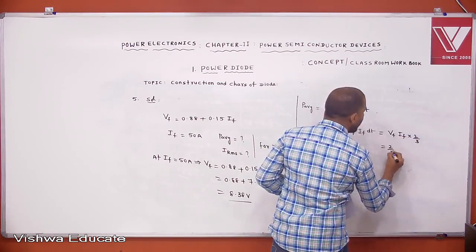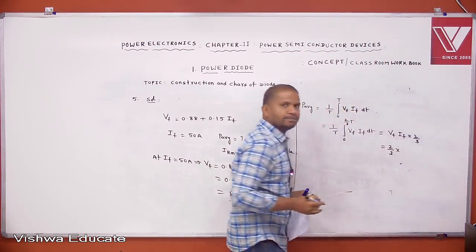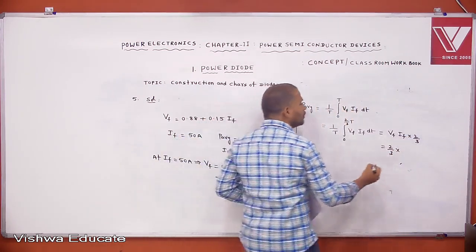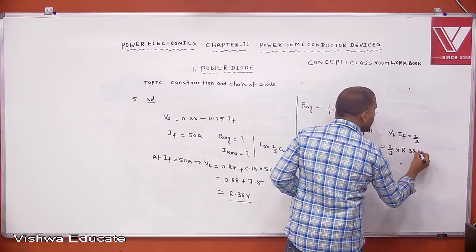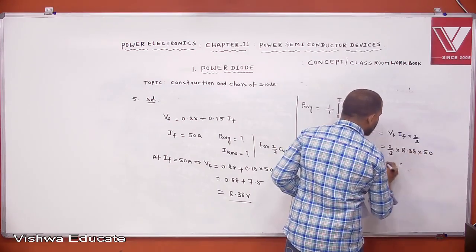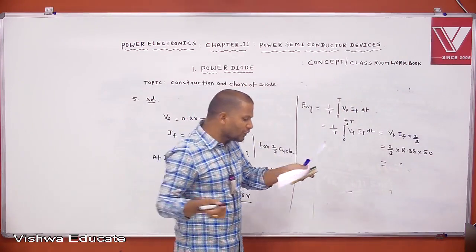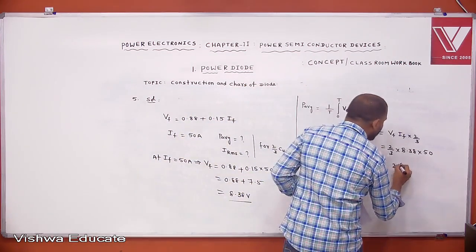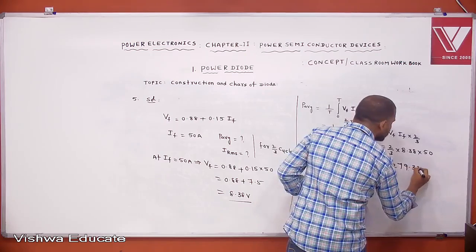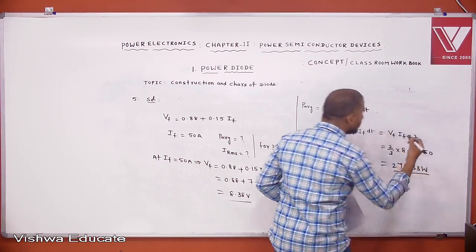That is 2 by 3 into, what is VF? 8.38 volts. What is IF? 50 amperes. Then you substitute, then you simplify this one. What is the power loss we can get? 279.33 watts.